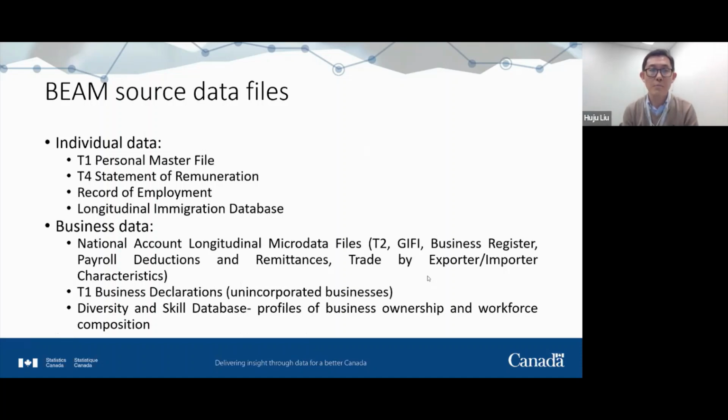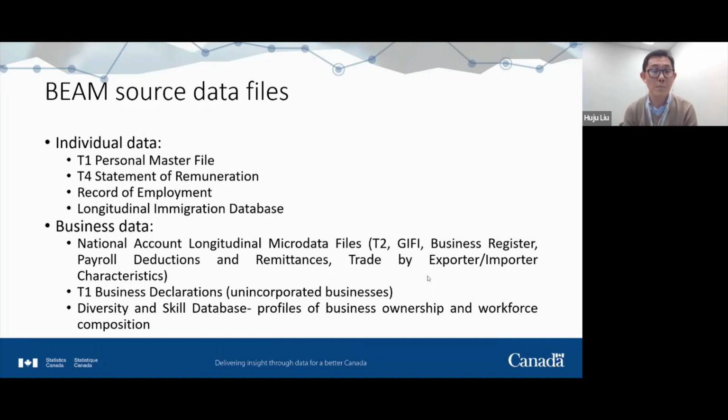So what exactly did we extract the data from to create the BEAM? Here's the list of the source data. On the individual side, we're using the T1 Personal Master File, and we're using the T4 Statement of Remuneration Paid, and we also use the Record of Employment, which details the information on job separation from the employer.